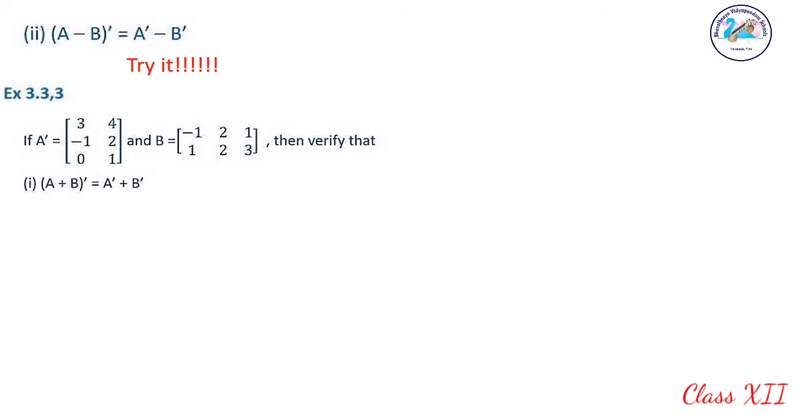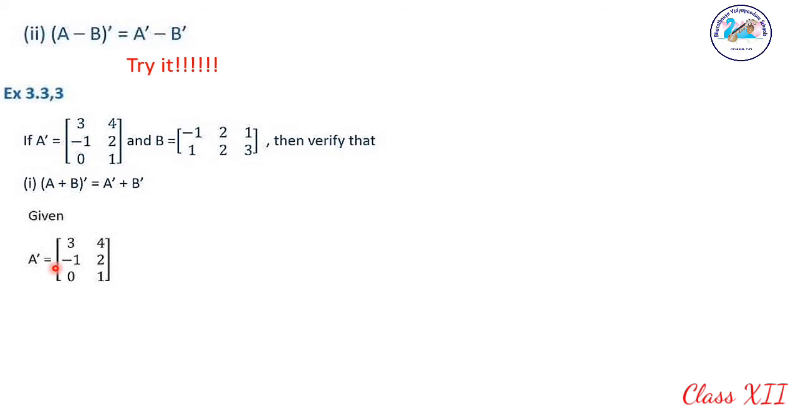Then third question. If A transpose is equal to matrix 3 4 minus 1 2 0 1 and B is equal to matrix minus 1 2 1 1 2 3, then verify that A plus B the whole transpose is equal to A transpose plus B transpose. So here when you check, A transpose is there but A is not there. Here B is there. So from A transpose, how do we calculate A? By using its property. A transpose the whole transpose is equal to A. Means if you take the transpose of this matrix, we will get A. That is the way we are going to do.